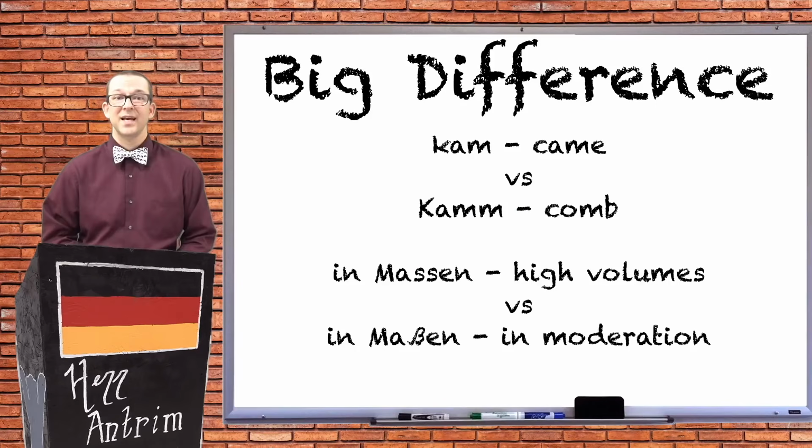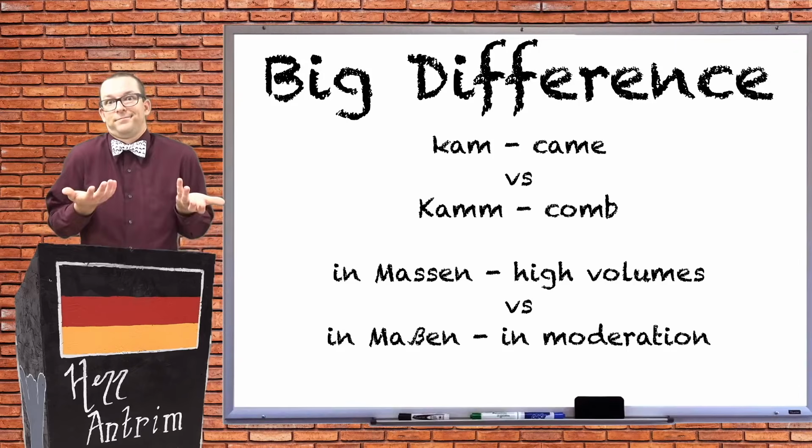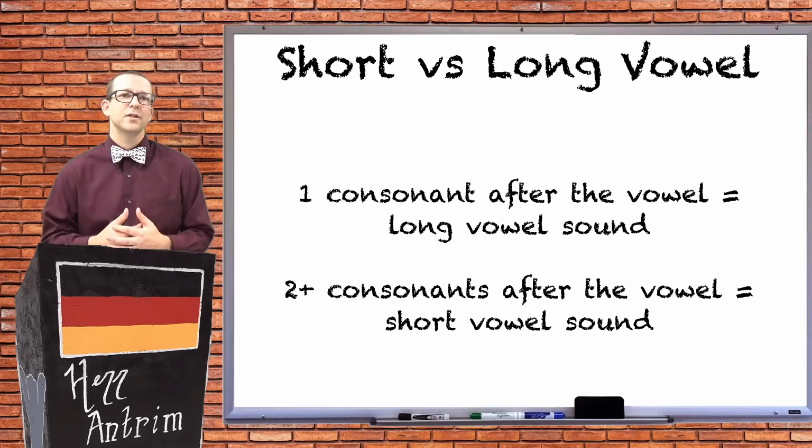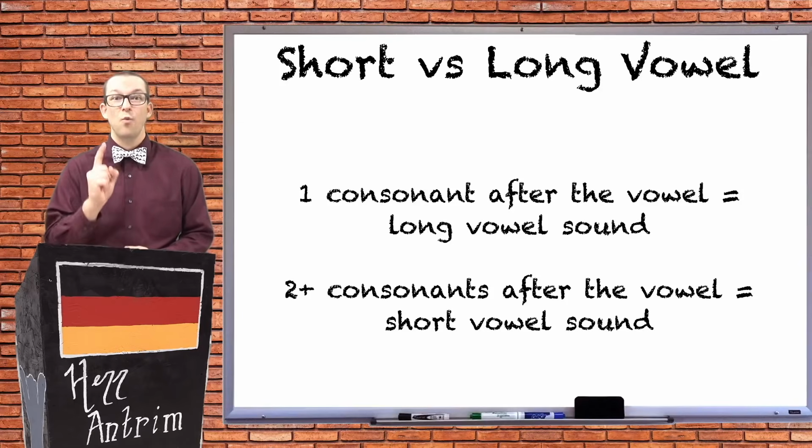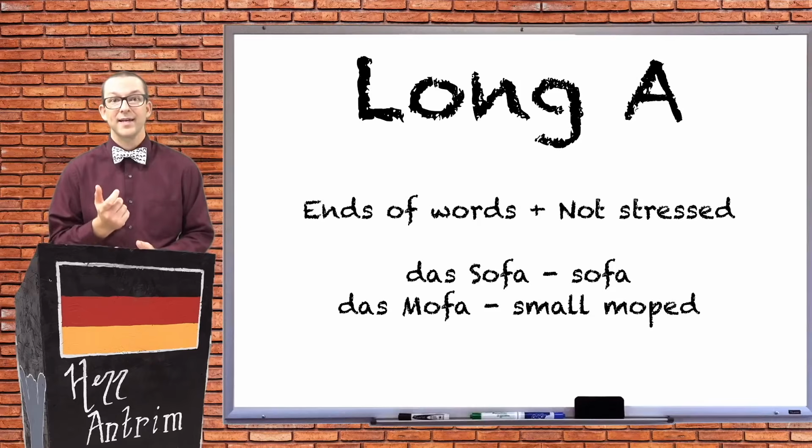For example, kam versus kam. In Massen versus in Maßen. If you haven't picked up on the pattern by now, the short A sound is used when there are more than one consonant after the vowel. The long A sound is used when there is only one consonant. The long A sound also occurs at the end of German words when they aren't the stressed syllable.